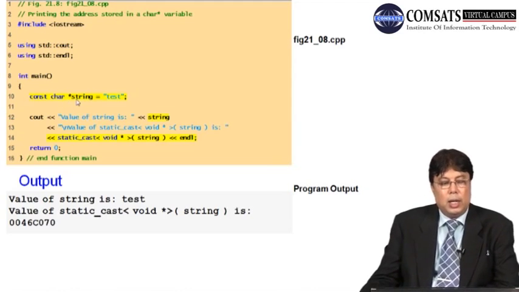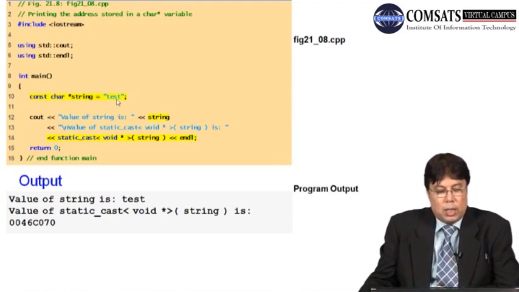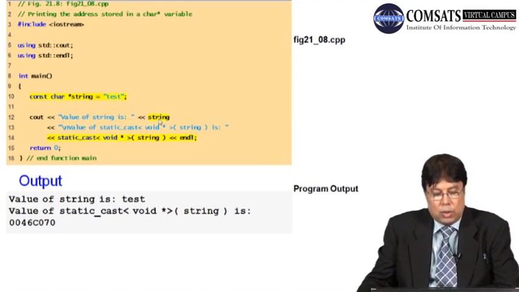Here we have defined a string, static string test. So I can simply say cout << string, and it will give you this test. The value of the string is test. But here I would like to use, in a new line with \n, the value of static_cast<void*>, and this is the way I should be using it.